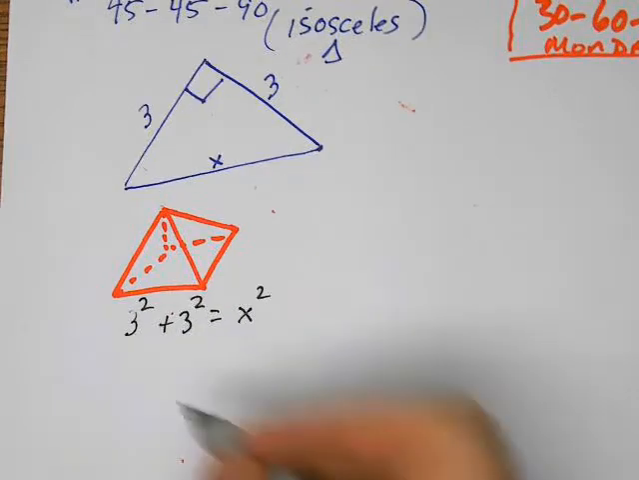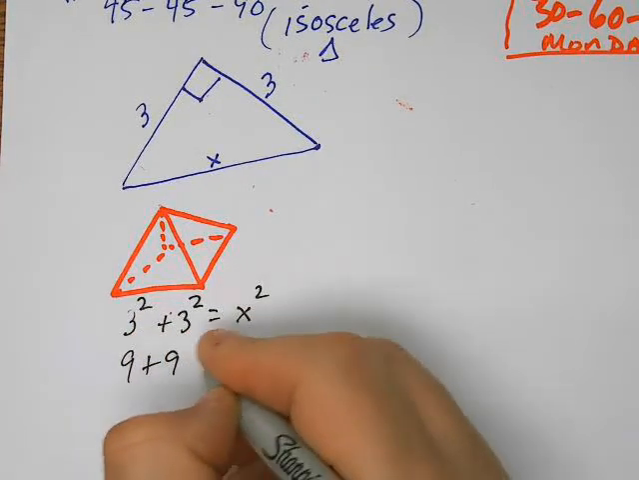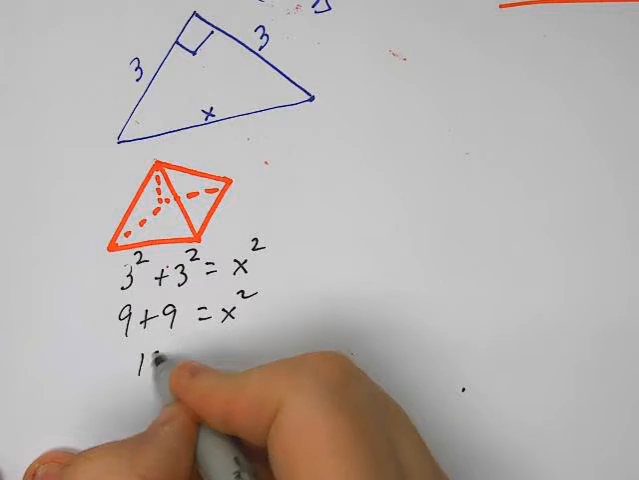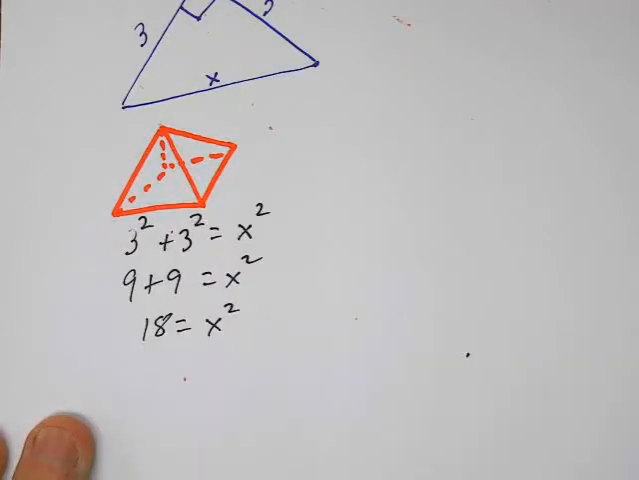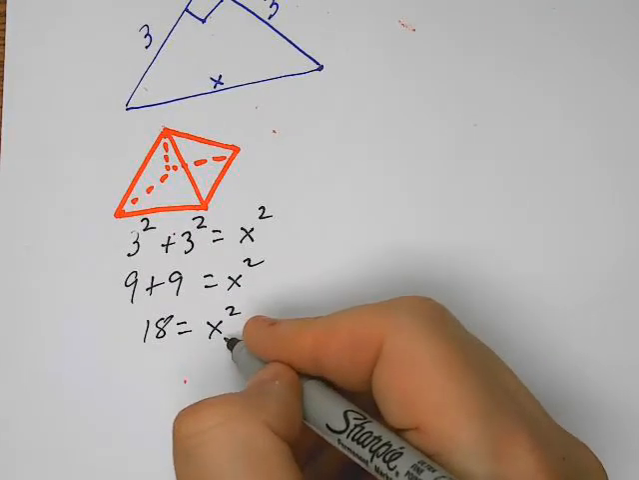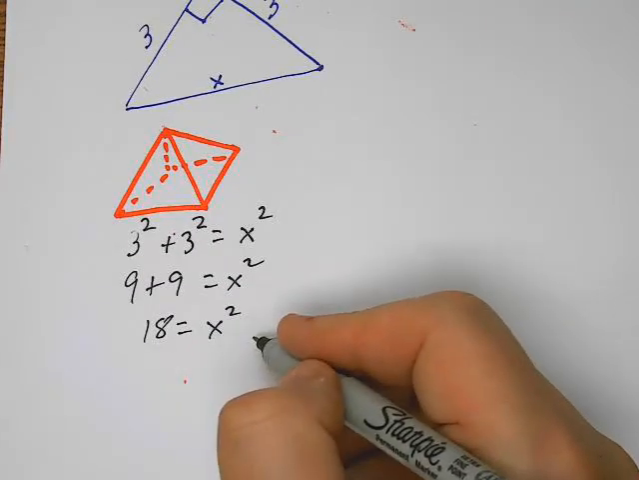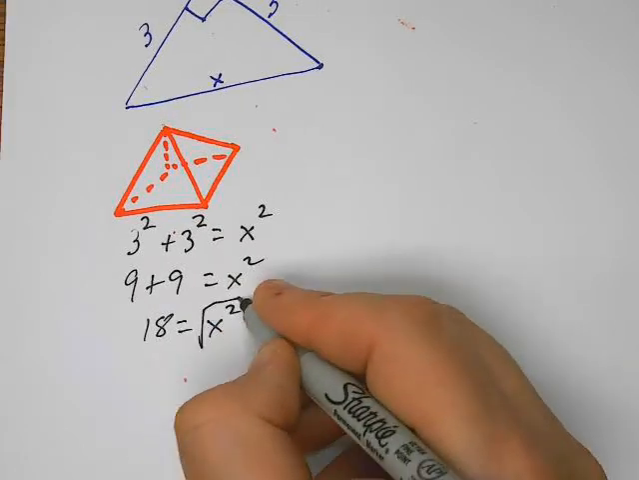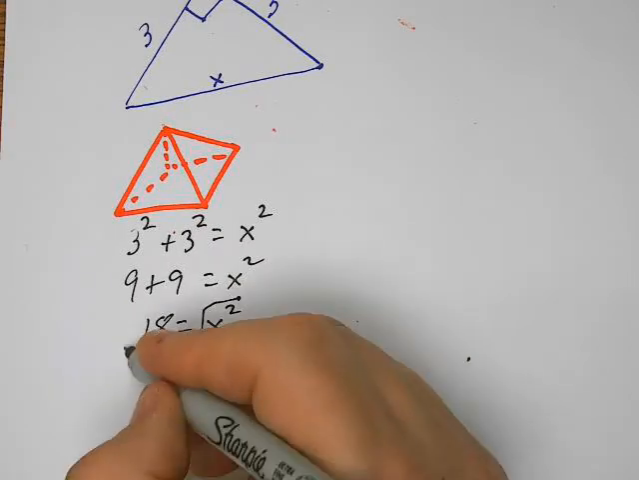Okay, so 9 plus 9 is equal to x squared. 18 is equal to x squared. How do we solve for x when it's x squared? What do we got to do? Take the square root. Whatever I do to one side, I have to do to the other.